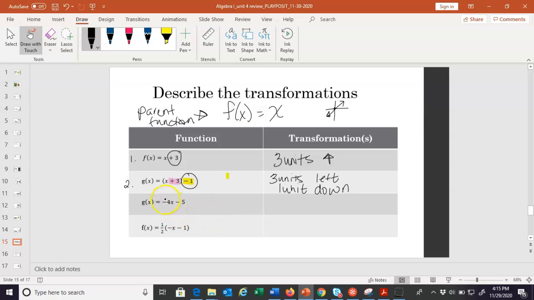All right, down here, it looks like we have a negative and a 4, and also a negative 5. Let's do that vertical shift first, I think that's the easiest one in my opinion. 5 units down. And then the negative is right in front of the x term, right? So that's going to reflect it over the x-axis.